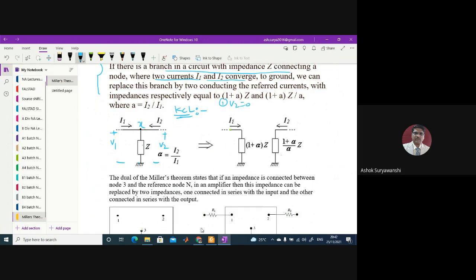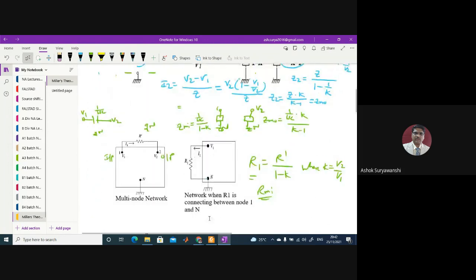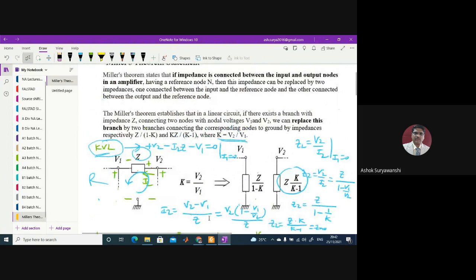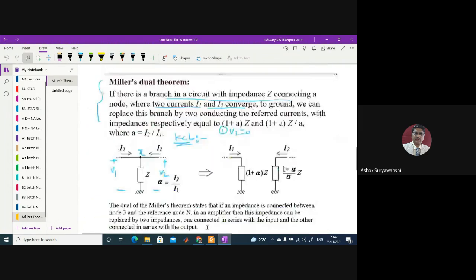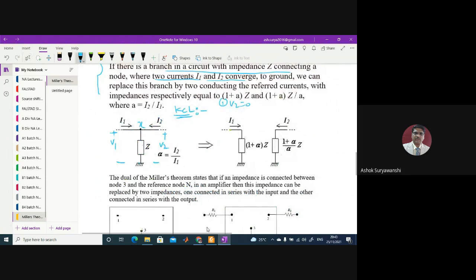Keep in mind, in the earlier case we said current I2 is 0. So for that condition, when I2 is 0, the output side is open. That means current is 0 but there is some voltage. And here we are saying V2 is 0, meaning voltage is 0, but current is there, so I2 is going to be there. V2 is 0, but V1 is there. It means V1 is directly across Z. So across Z there is voltage V1 and impedance Z.